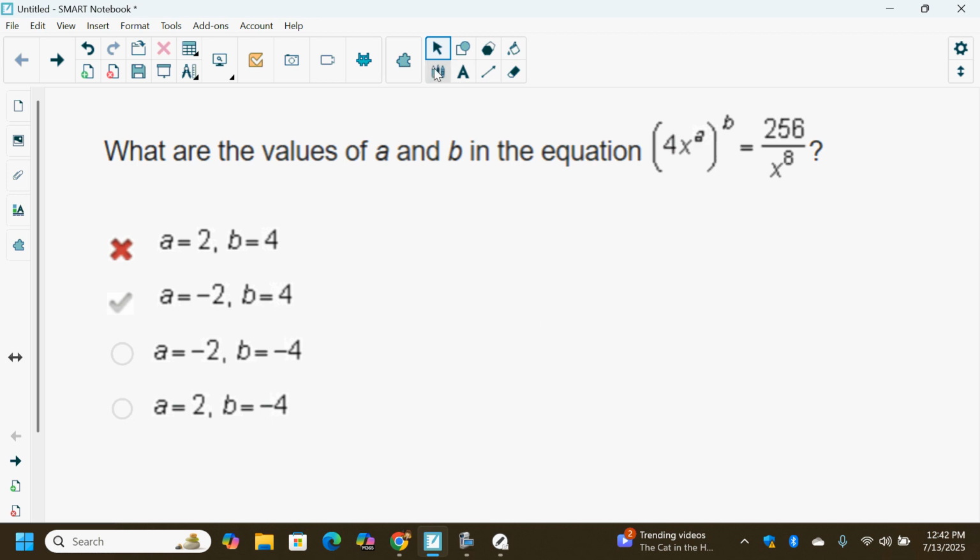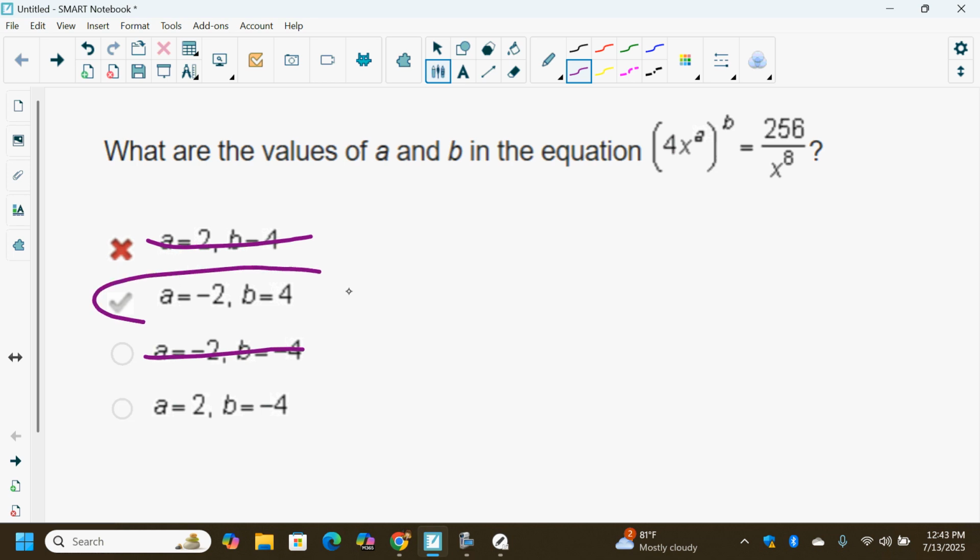So that eliminates our answers where they're both positive or both negative, because that would give us a positive power for x. We need it to be a negative 8 so that it ends up in the denominator. Then we also needed a positive power on the 4 because the 256 stays on top. So it had to be this one where the a was the negative and b was the positive.